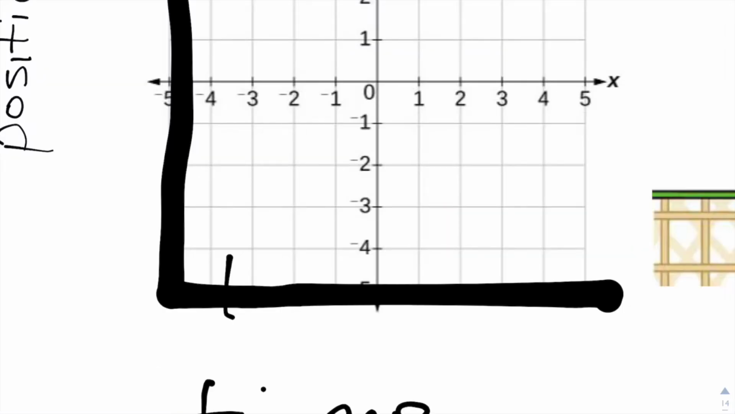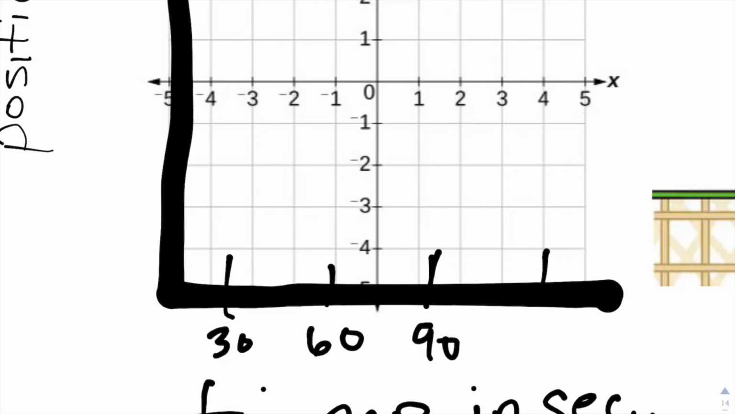So most roller coaster rides are only a couple minutes long. So maybe after 30 seconds, you'd go there. And then after 60 seconds, you'd go there. And then after 90 seconds, which is a minute and a half, you'd go there. And then after 120 seconds, it would go there. And then that's 2 minutes, and then after 150 seconds, we would be there.